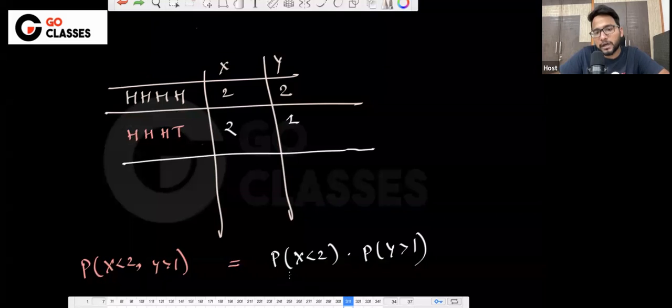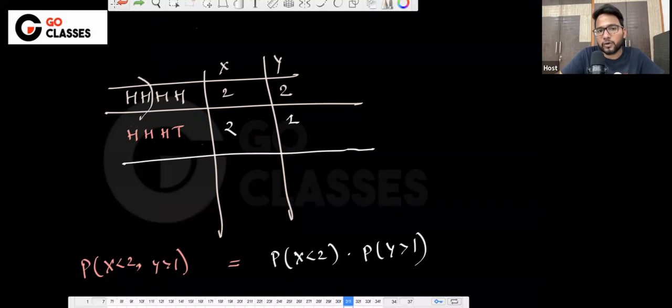Why? Because here x is dependent on the first two tosses, y is dependent on the last two tosses, and there is no relation. The first two tosses cannot impact the last two tosses. So you can just factor it out because these are independent random variables. Now tell me, what is the probability that x is less than 2?